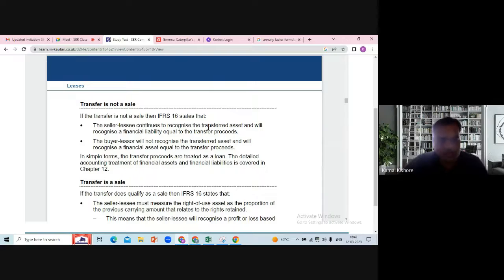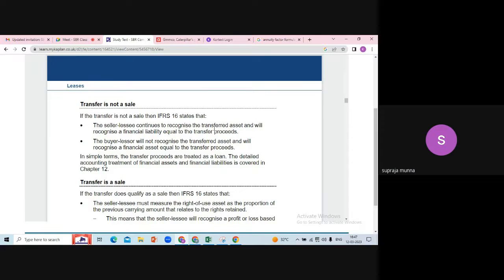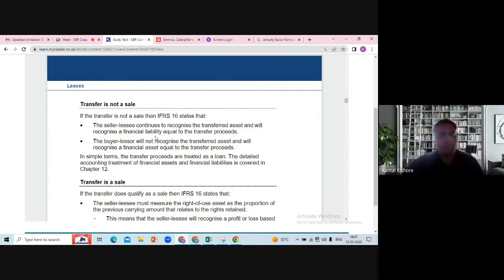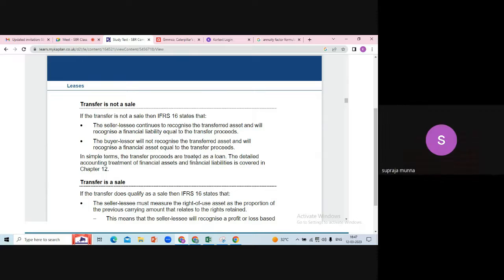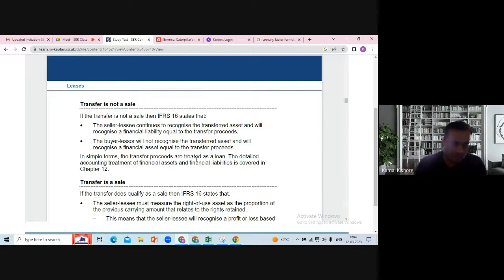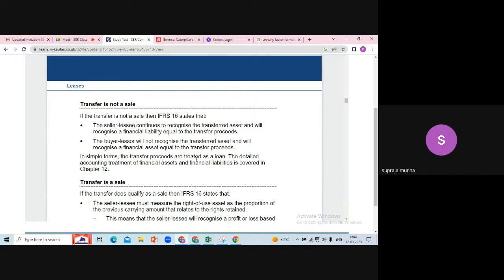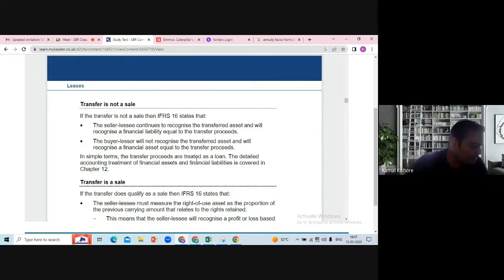Seller lessee continues to recognize the transferred asset. Will recognize under IFRS 16. The same thing will apply. In simple terms, the transfer proceeds are treated as a loan. Actually, that is what I wanted to do. I wanted to raise money by mortgaging the asset. So instead of doing that, I sold the asset, then I took a lease. So IFRS 16 says nothing doing, keep quiet. You have taken a loan, show it as a loan. And that will be treated as part of your debt, non-current liabilities and current liabilities and all those things.